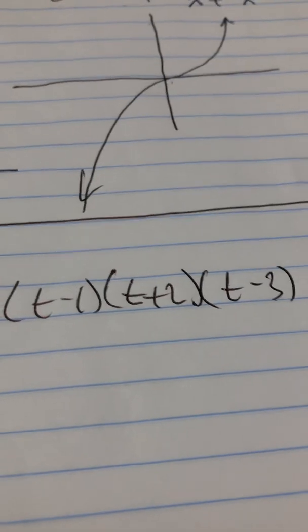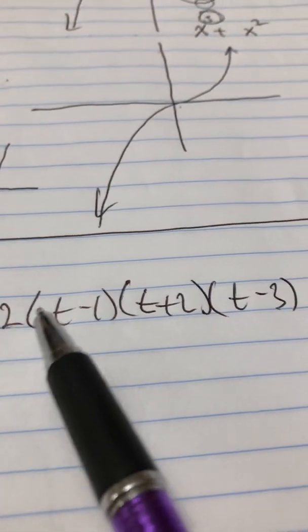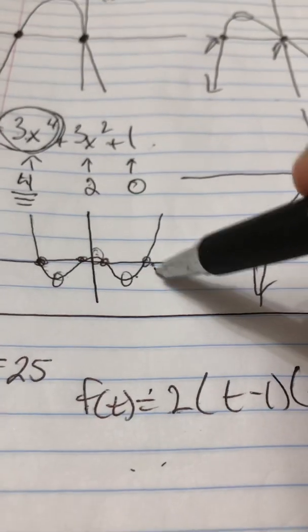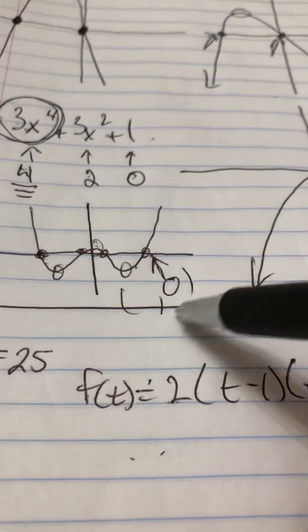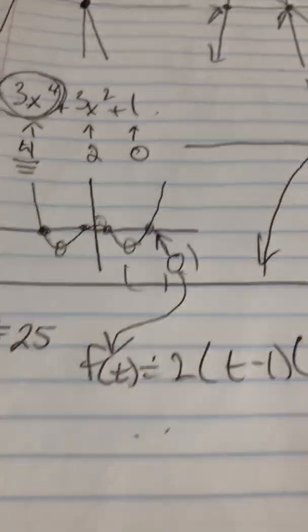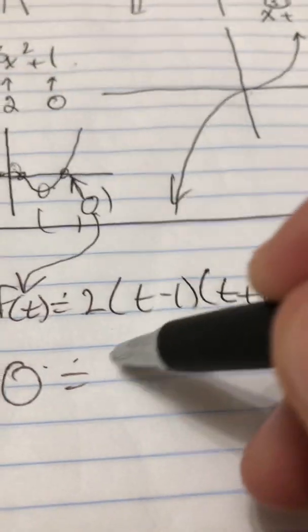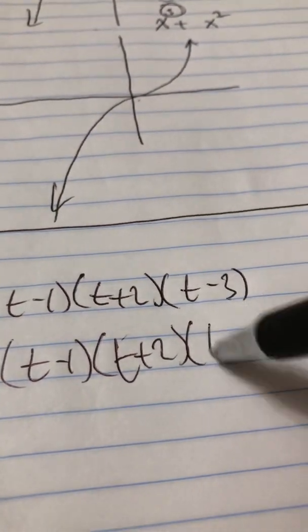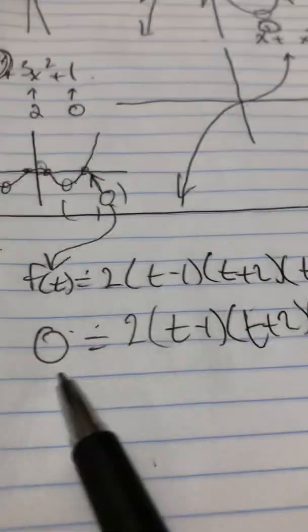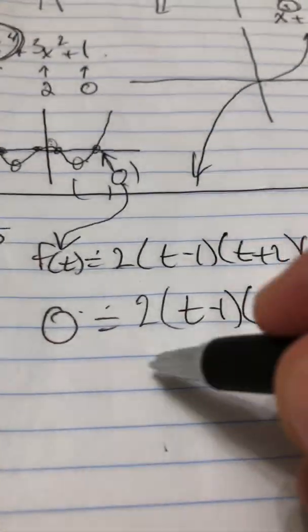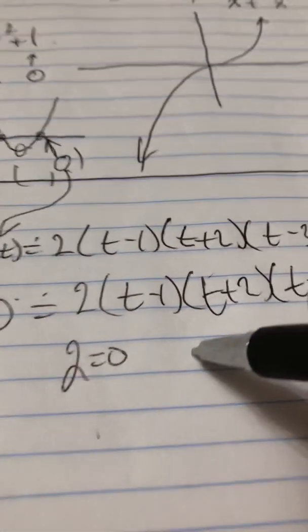All right, so we're going to use the zero product property. A root occurs when our y value is 0. So in the ordered pair, that's something, 0. So we're going to take that 0 and plug that in there. So we have 0 is equal to 2 times t minus 1 times t plus 2 times t minus 3. Oops, that's a 3. Well, the zero product property says if you have some things that multiply to 0, at least one of them has to be 0. So you put each of the factors equal to 0.